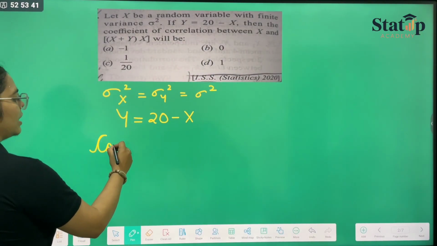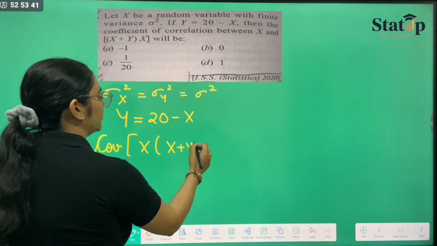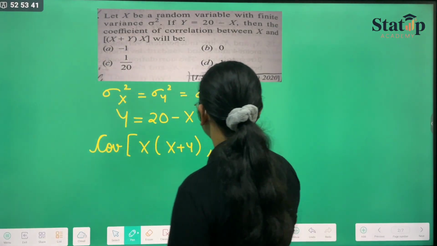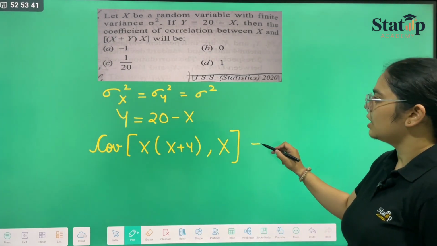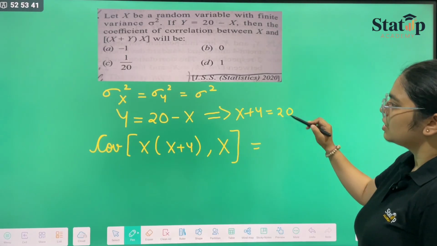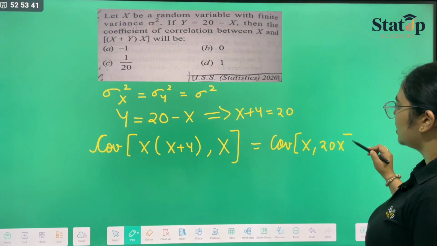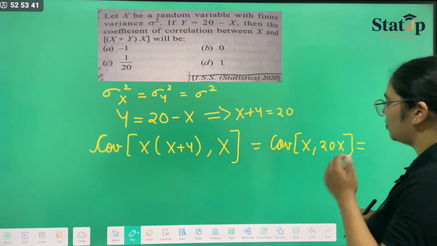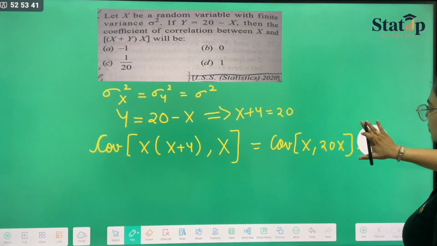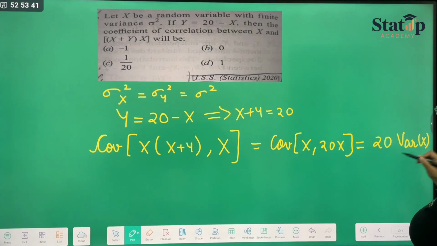First of all, we have to calculate the covariance between x and y, x plus y, and x. This we have to calculate. Now from here we can say that x plus y is nothing but 20. So here we can write covariance between x and 20x. Now, covariance has the formula, variance of x, this is 20 into variance of x, which is nothing but 20 sigma square.